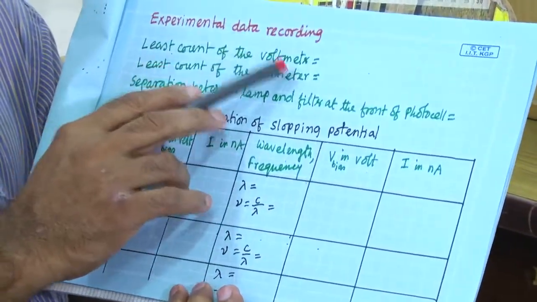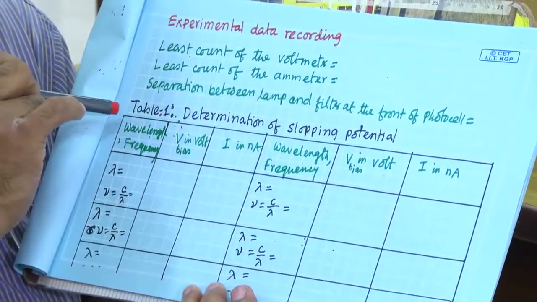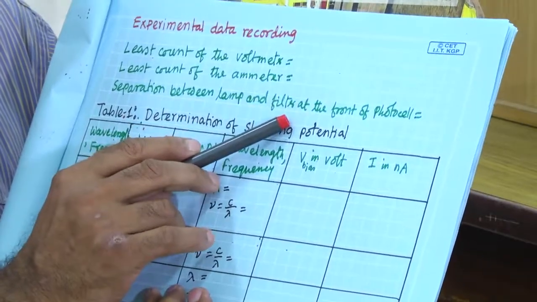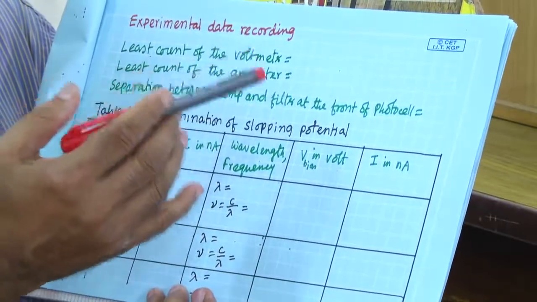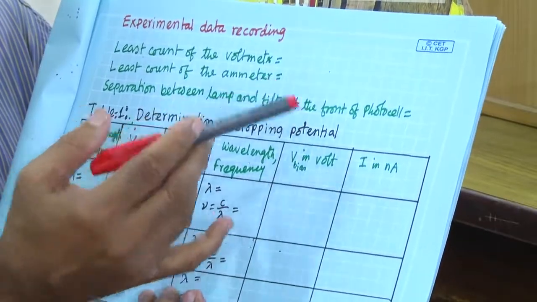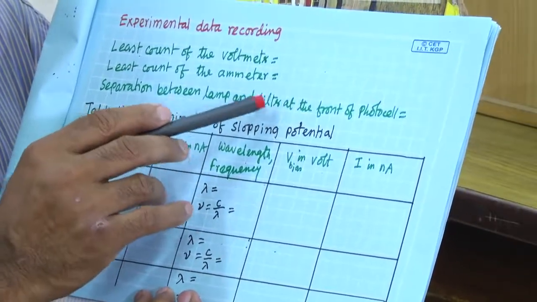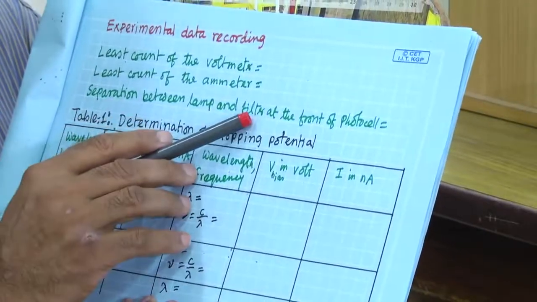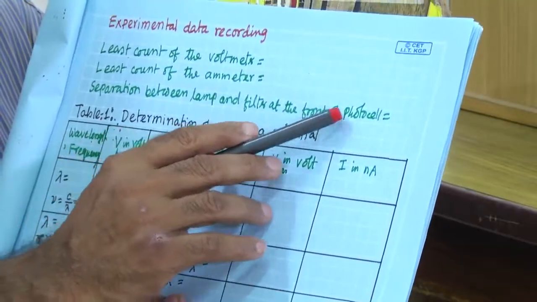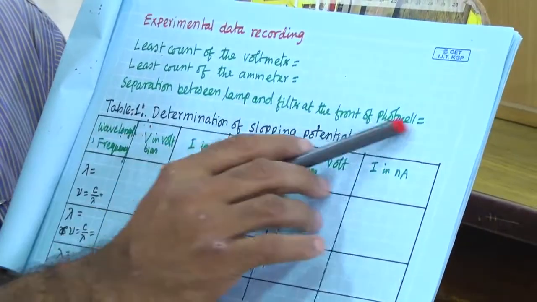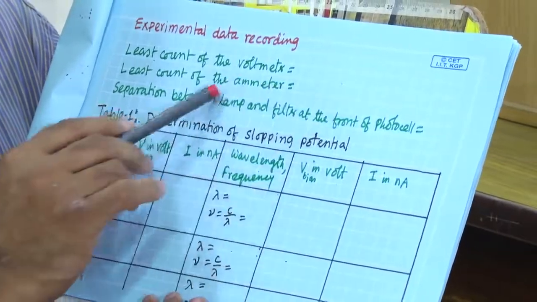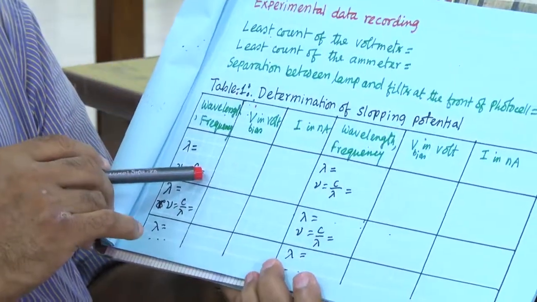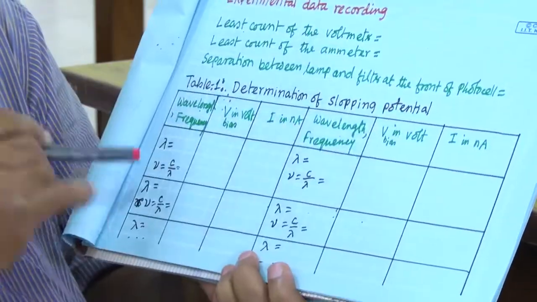So, least count of voltmeter, least count of ammeter, separation between the lamp and the filter, basically the source. We will use a filter because we have to get monochromatic light of different wavelengths. The monochromatic light goes from the filter, so the filter is as if the source of light, at the front of the photocell. We will note this down, because this is important: it will keep the intensity constant for a particular experiment.